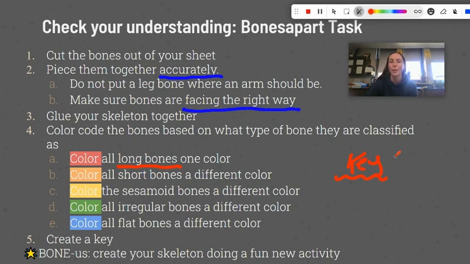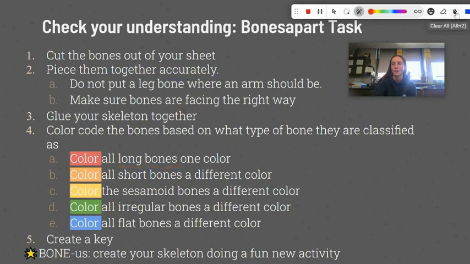And here's a bonus. Make your skeleton doing something fun. If you're a super awesome tennis player, maybe your skeleton's going to be playing tennis. Maybe you wish you were a super awesome tennis player. Your skeleton could still be a super awesome tennis player.